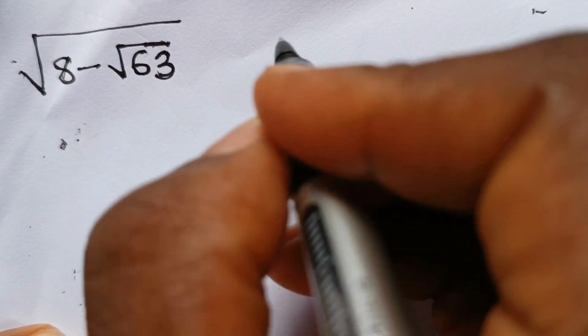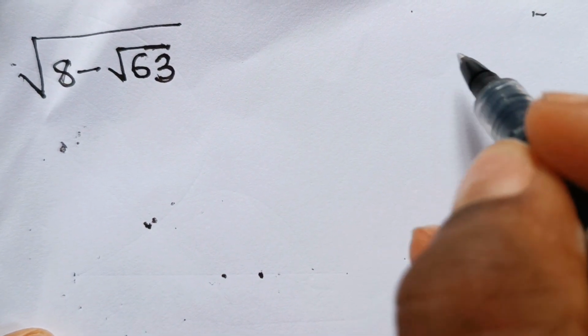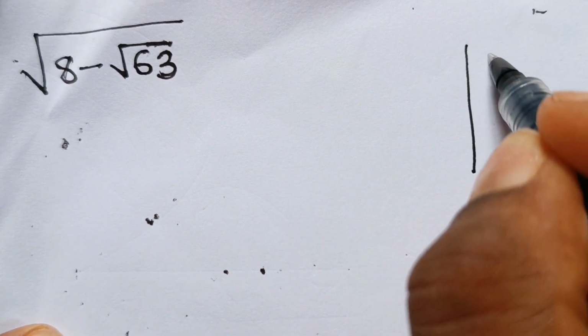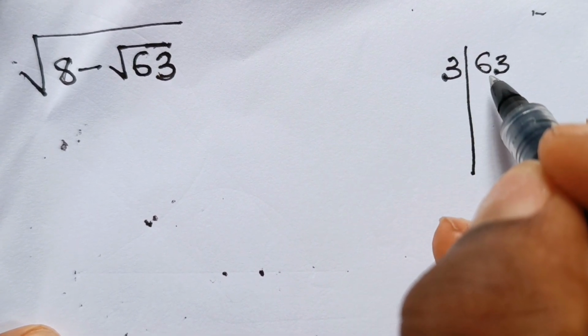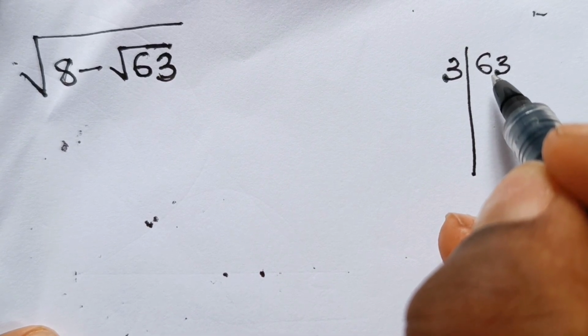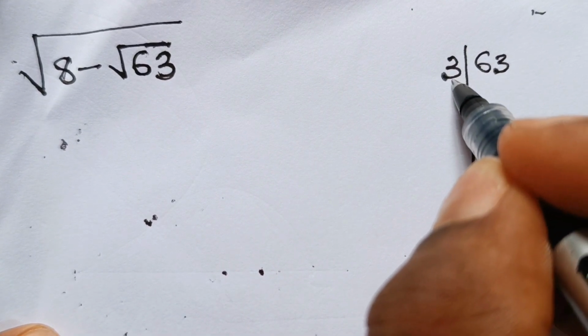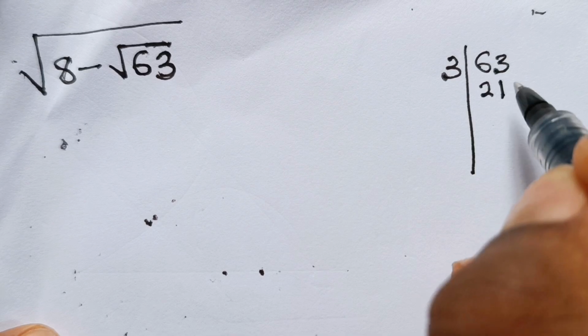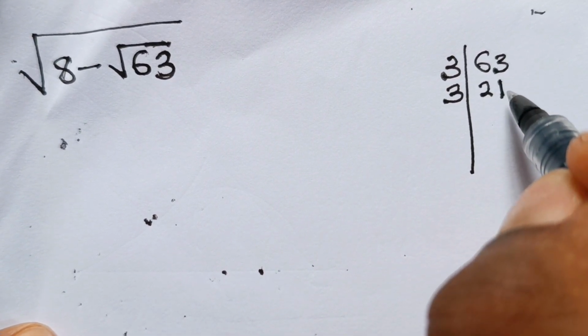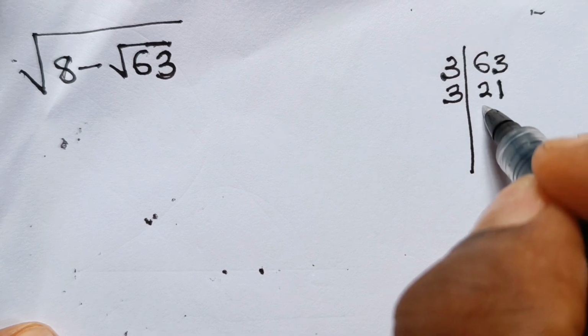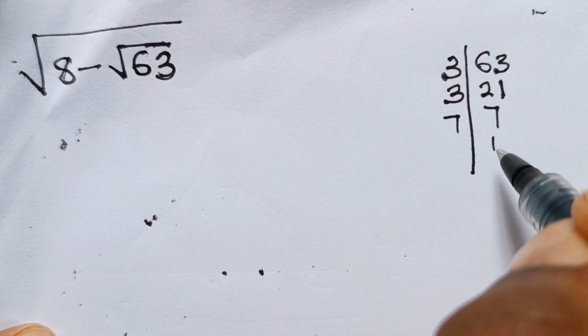Now, square root of 63, if we draw our line, let's do it this way. This is 63. Now, 3 is the smallest factor, right? Apart from 1. Now, 63 divided by 3 will give us 21. 21 divided by 3 will give us 7, and 7 divided by itself is 1.